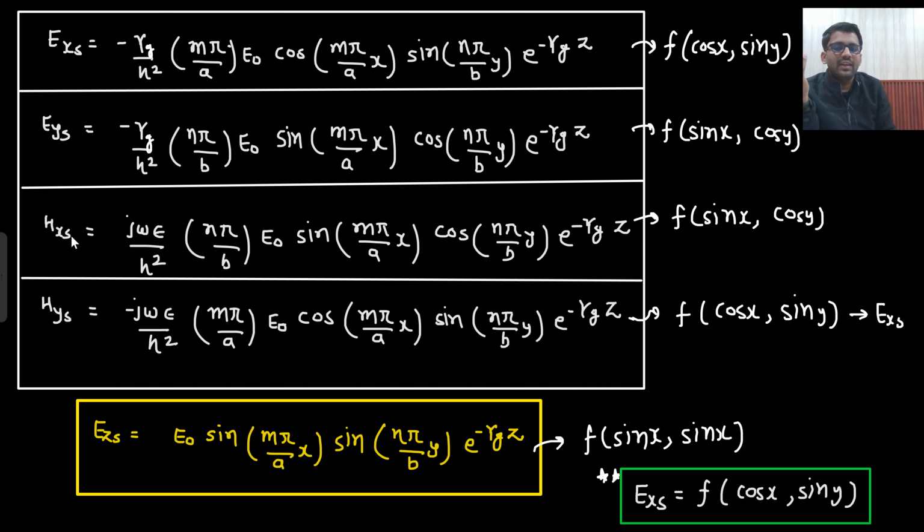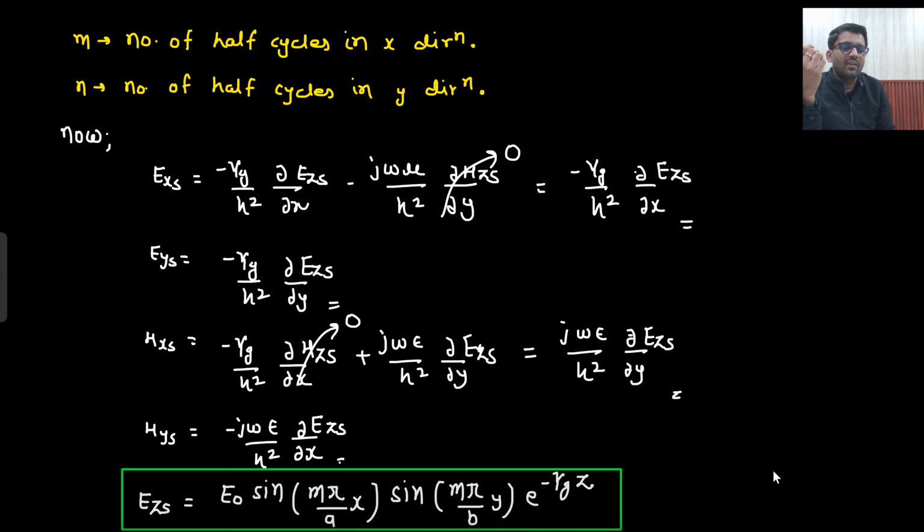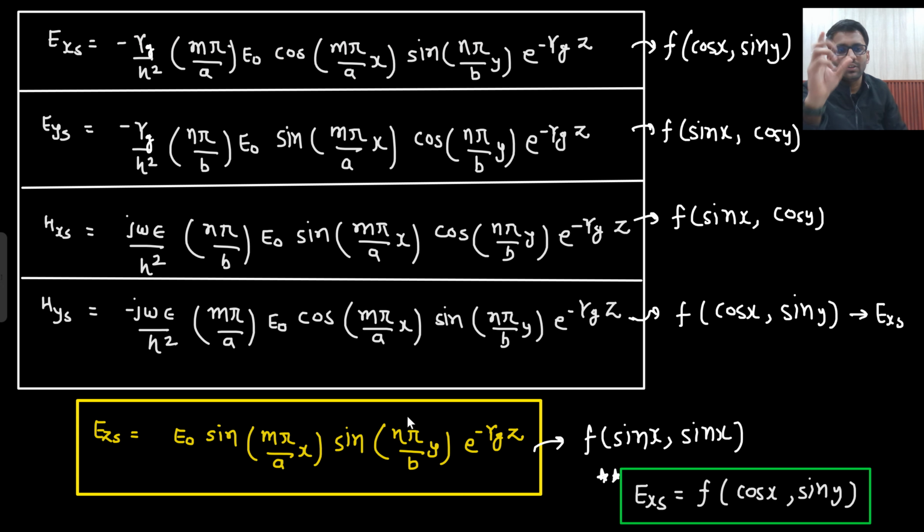So EX, EY, HX and HY, these expressions we get using these formulas. So these formulas we know how to write down. We don't need to mug up these expressions. If we need to keep in mind one thing, that thing could be our EX is a function of cos x sin y. EX is a function of cos x sin y. Is that clear to you? Okay. So this we have seen about transverse electric.